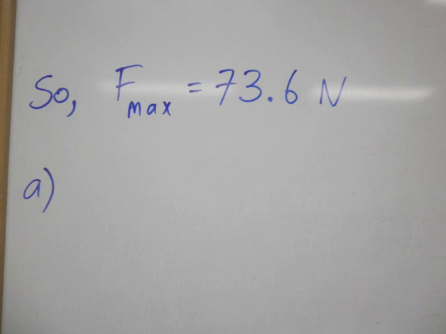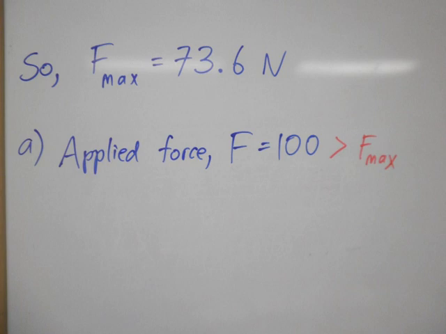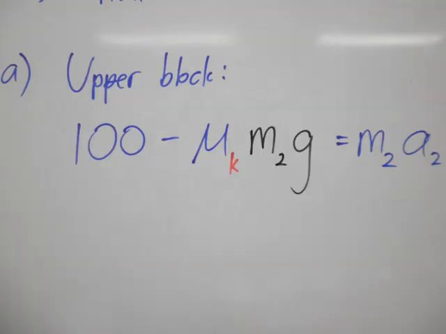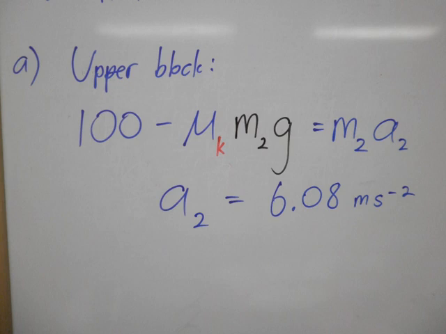In part A, the applied force is 100 newtons, which is larger than 73.6. So the threshold is exceeded and kinetic friction will occur in part A. For kinetic friction, the accelerations are not equal, so we can determine them by drawing separate free body diagrams. For the upper block, the net force is 100 minus the kinetic friction force, and that will be equal to m2 a2. Substituting in the given quantities, we can obtain a2 equals 6.08 meters per second squared.